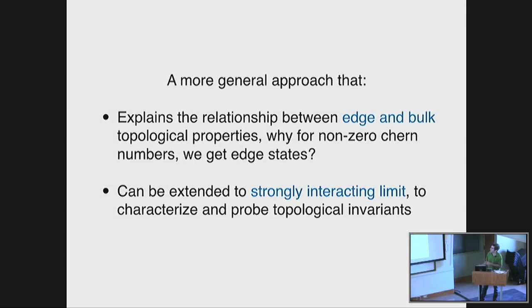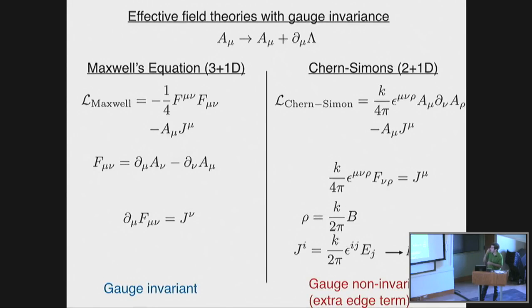Okay. So there is a more elegant and more general way to understand these properties, in particular to highlight the bulk-edge correspondence. If my bulk has some topological property, my edge should also have some non-zero winding number, and also the generalization to the strongly interacting limit. And that actually can be done by going to the Chern-Simons theory. So I apologize to the experts. This is an introduction to the Chern-Simons theory.